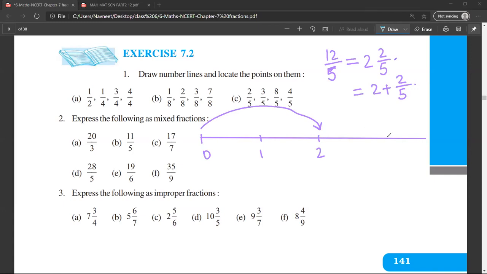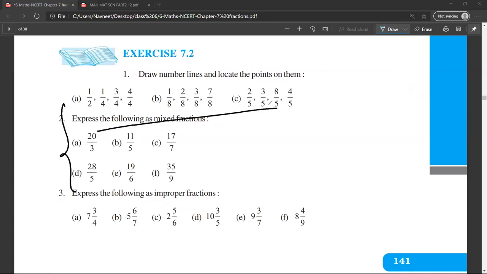So the next stop would be 3, and I should divide 2 and 3 into how many parts? 5 parts. 1, 2, 3, 4, 5 parts. This will be 1 by 5, this will be 2 by 5, and this number will be 2 and 2 by 5. Mr. Sarthak, is there any confusion? No, sir. Have you understood? Yes, sir. Perfect.